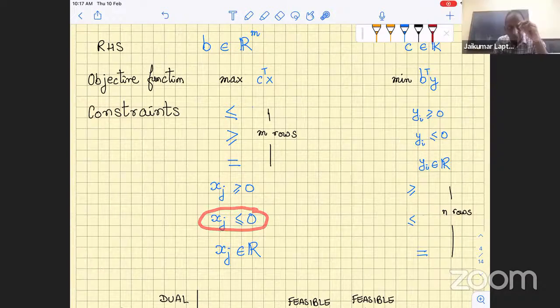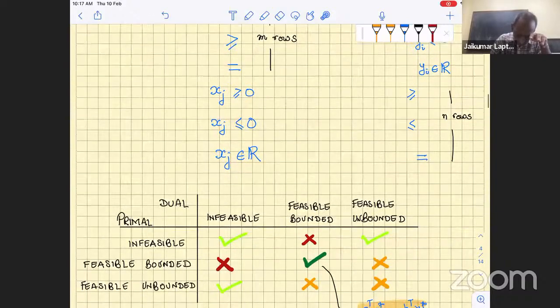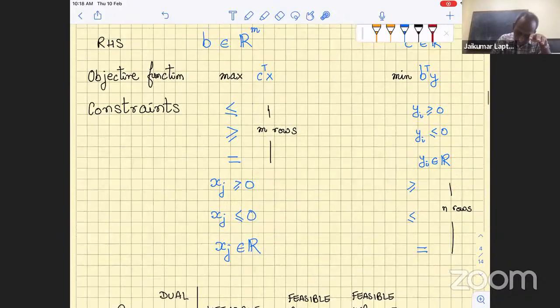If xj is less than or equal to 0, then the contribution to the objective function should dominate the contribution from this, y transpose A or something like that. So the inequality goes in the other direction. If xj is unconstrained, then we better have equality. Otherwise, we cannot claim that what we obtain on the right-hand side dominates the optimum of the left-hand side. So these are the rules for constructing a dual from the primal.